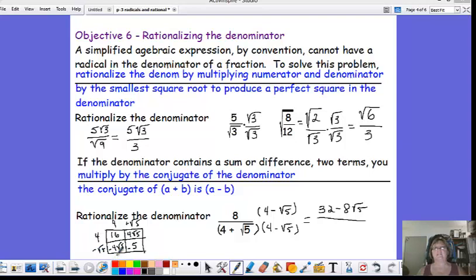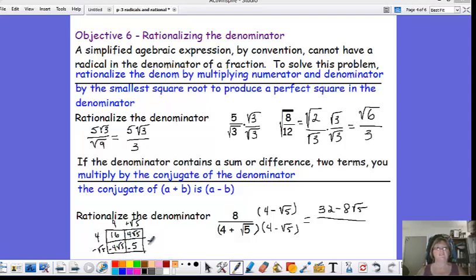Now, when you collect like terms, here's the beauty of this, and this is why we do it. The radical parts, 4 root 5 and negative 4 root 5, cancel each other out, folks. One's positive, one's negative.